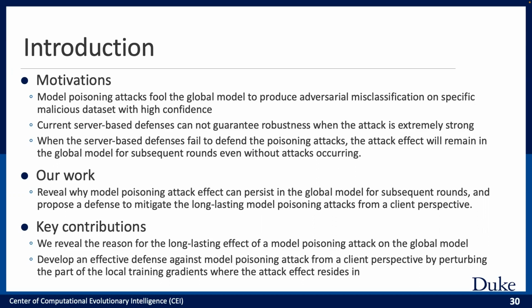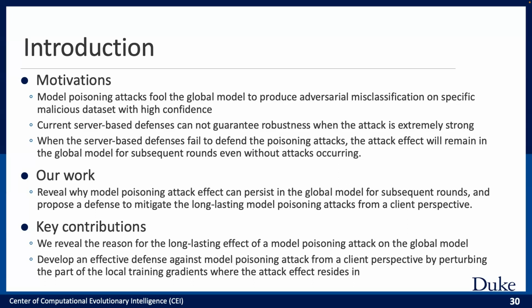If the attack is so small, yes, we have so many clients, we may amortize the whole attack. But if we have like 50% of the clients being malicious, there's no way for this to work. So when the server-based defense fails to defend against the poisoning attack, the attack effect will remain in the global model for subsequent rounds, even without an attack occurring. We're going to show you why that is the case, and also how we can prevent this from happening.